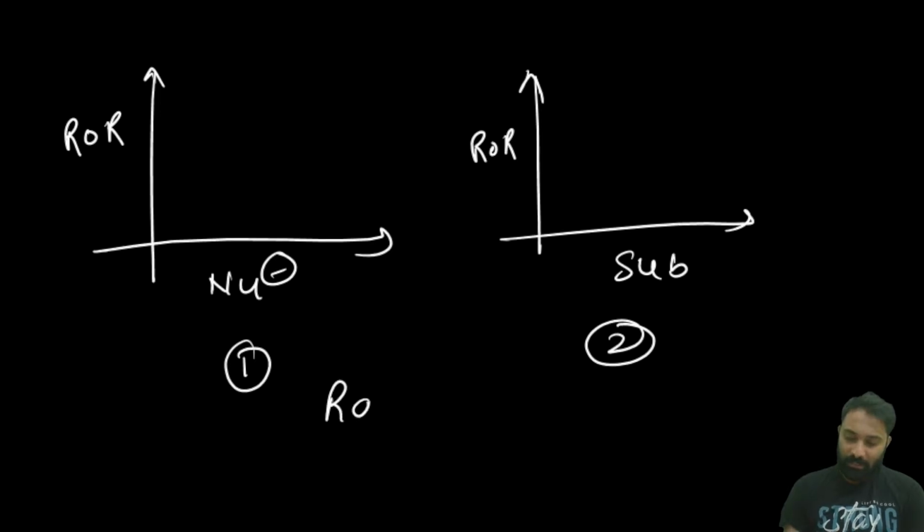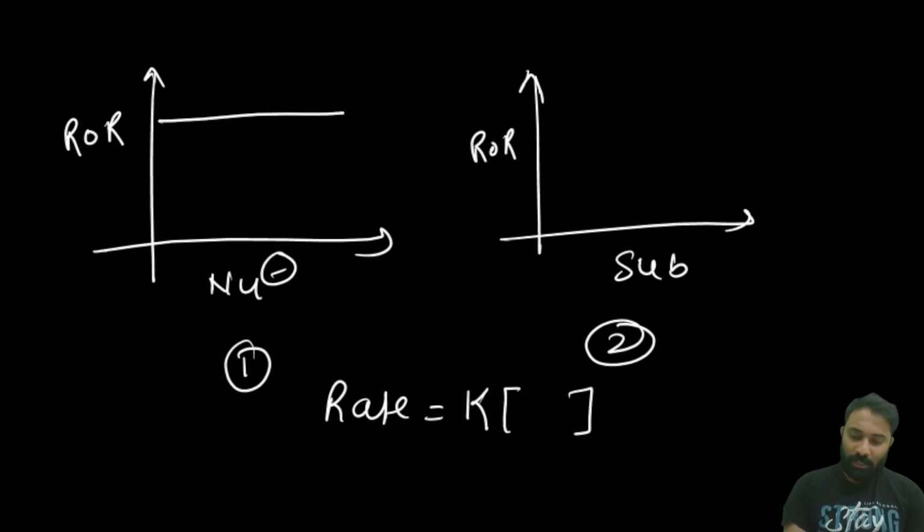Now the rate of the reaction is directly proportional to what? It is independent of the nucleophile, so it is constant. It will not depend upon the incoming nucleophile, so it is constant. Second graph.